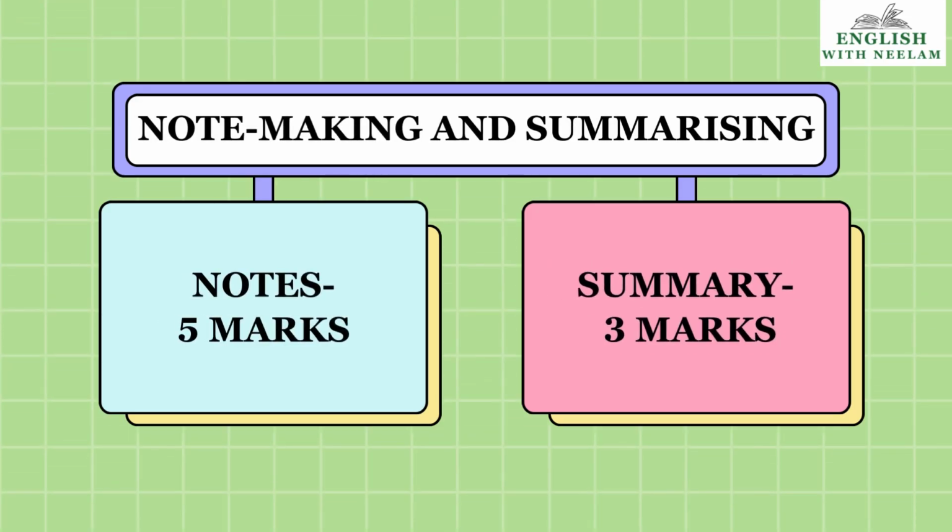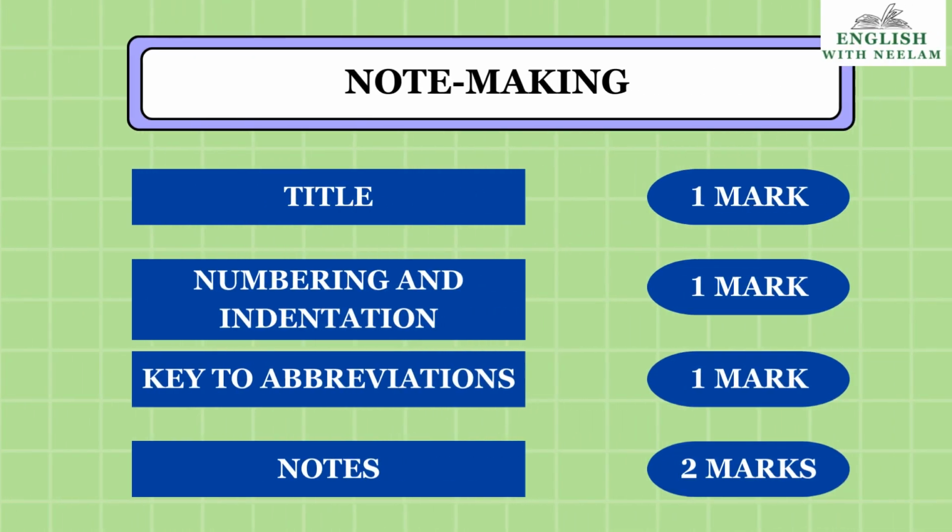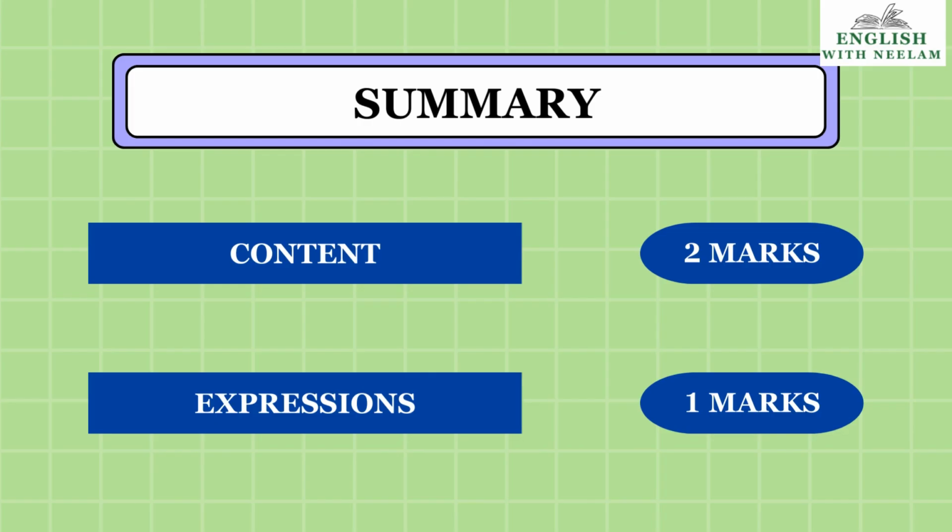Now let us know the marking of this question. Children, this question is of 8 marks in your paper. Notes carry 5 marks and summary is of 3 marks, children. In the notes, title 1 mark, numbering and indentation 1 mark, key to abbreviations carries 1 mark, notes 2 marks, total 5, and summary, children, 2 marks for content and 1 mark for expression.